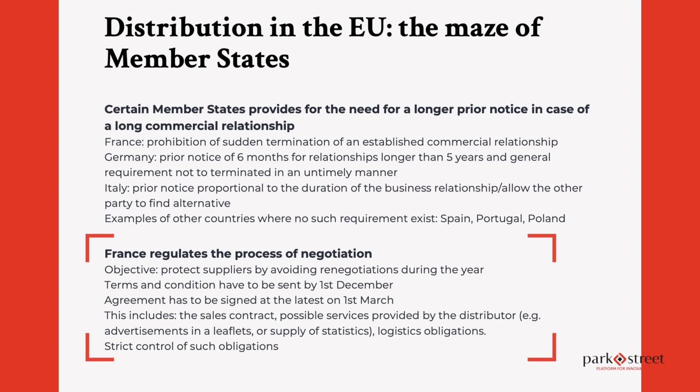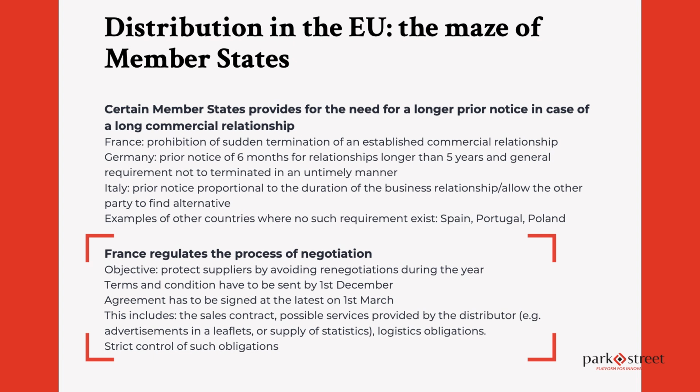There is a body of law that provides for an annual negotiation of these types of contract. Normally, the supplier has to send its terms and conditions by the 1st of December for the next year, and the annual negotiation and the annual contract has to be signed on the 1st of March at the latest. And if it is not signed on this date, usually the distributor, but sometimes the supplier, can be fined. This is a financial sanction.